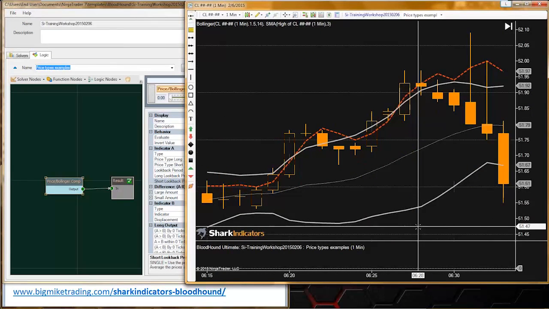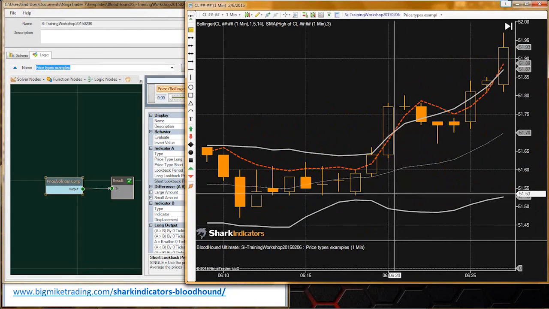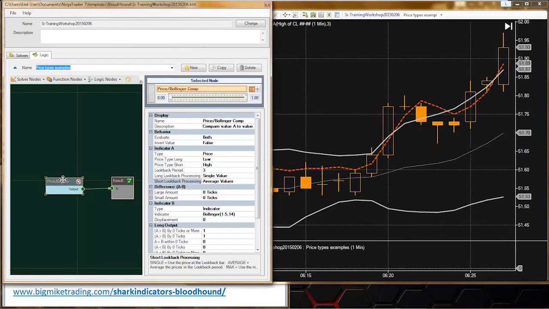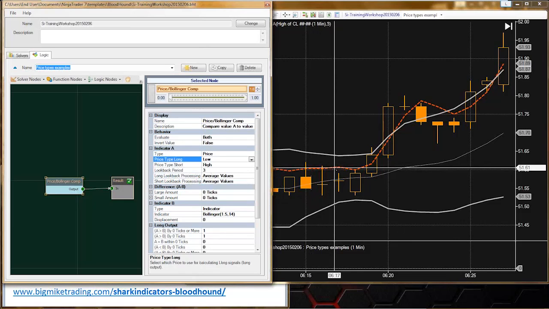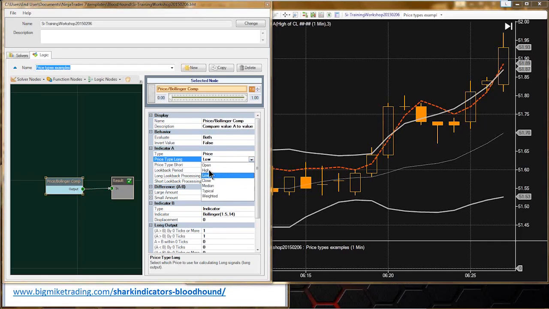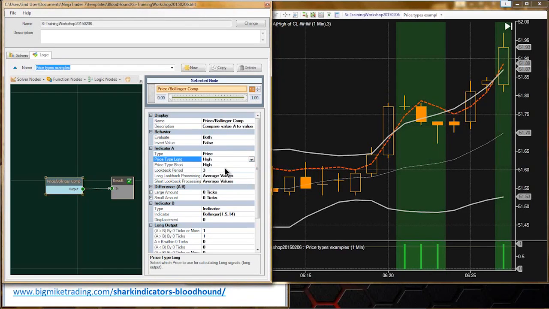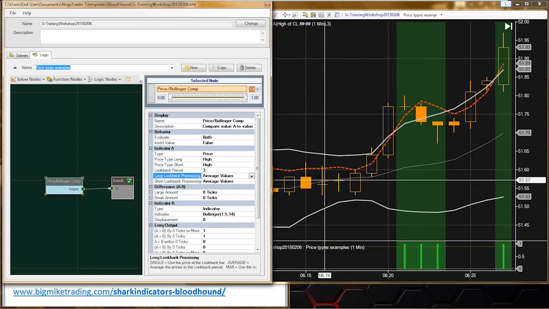So let's look at the long output. Yeah, here we go. So if I use the average values for the long side here, change that to the long side, and since the SMA I have on here is set to the high price, I will change my long type to the high price. Right, so for the long output and the long look back processing, I'm using the average as well.